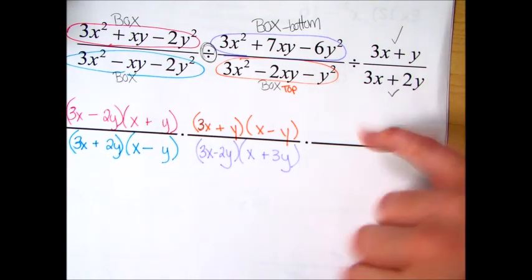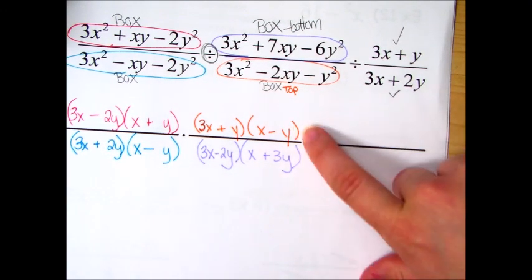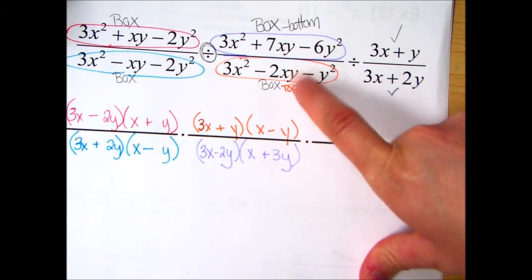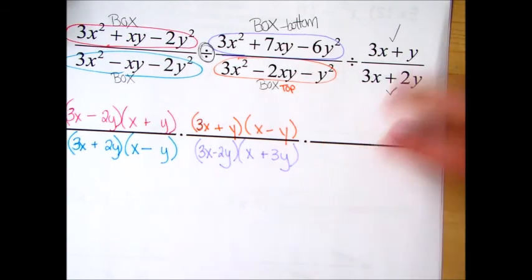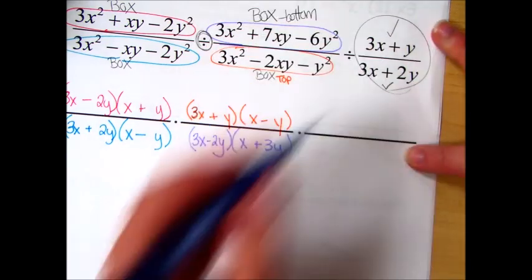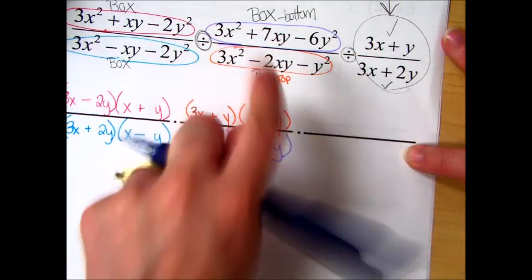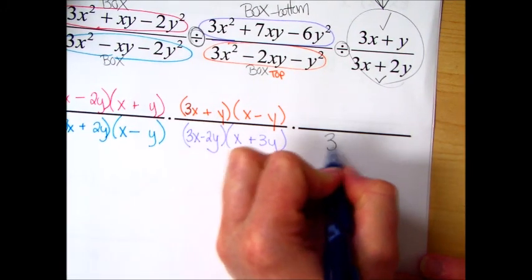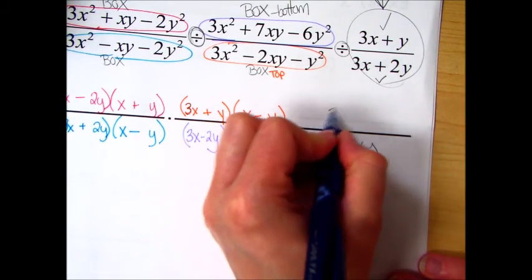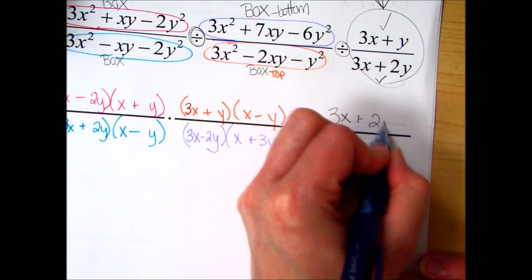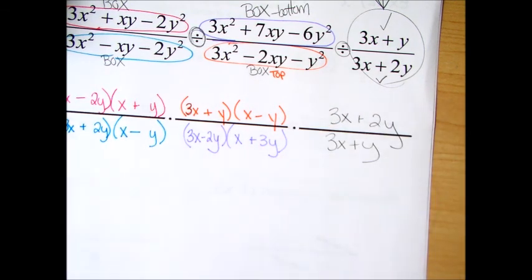I'm not sure the video timed out, but this orange right here is what you should have got when you boxed this problem right here. These two did not need factored at all, but because they followed a division bar, they do need flipped, just like these ones did. So we'll put 3x plus y on the bottom and 3x plus 2y on the top. They did not need factored, they only needed flipped.